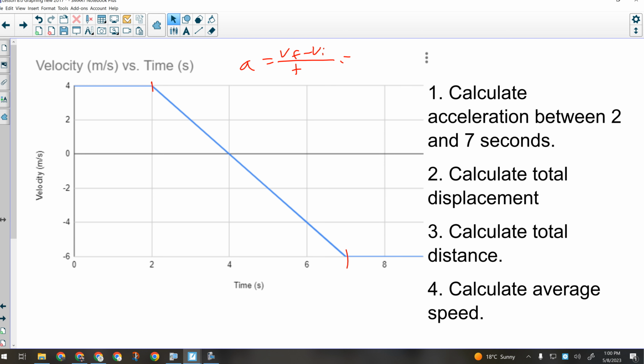Okay, so my final velocity is at 7 seconds, and it's -6. My initial velocity is at 2 seconds, and it's +4. And that happens between 2 and 7 seconds. That's 5 seconds. So I've got -10, because -6 minus 4 is -10, over 5. So I have an acceleration of -2 meters per second squared. Everybody okay with what I did there? I just used the formula from my formula sheet with what I could read off of the graph.